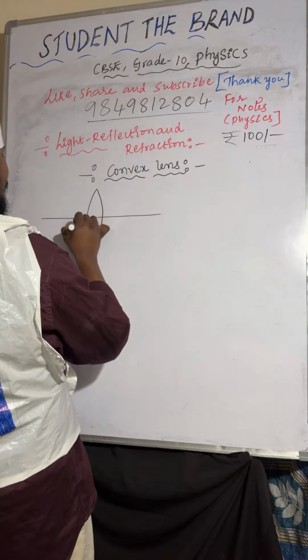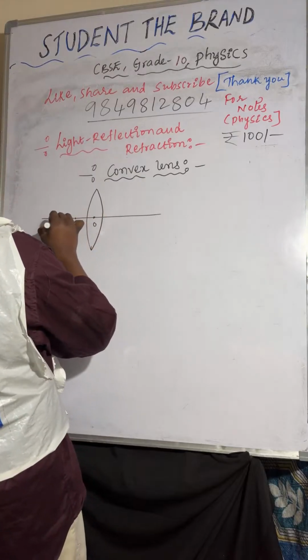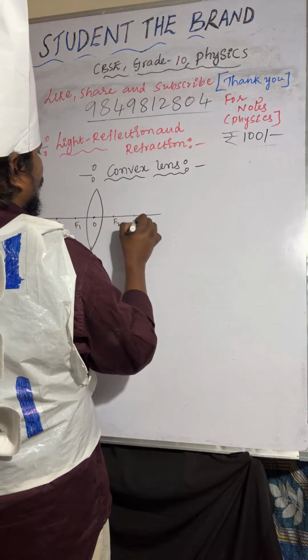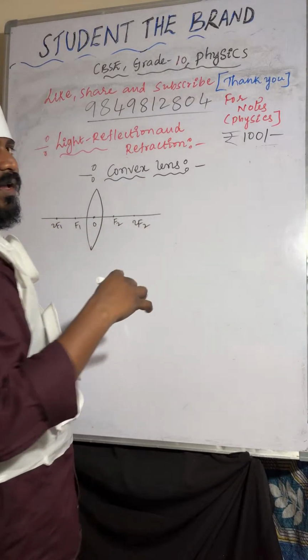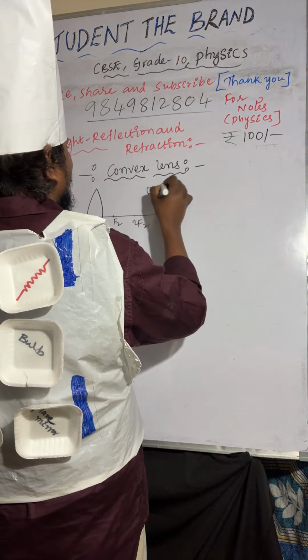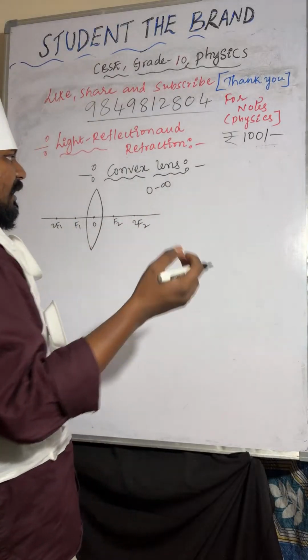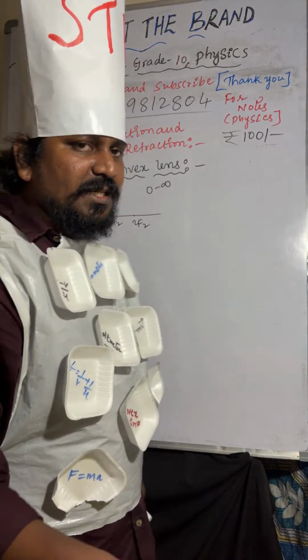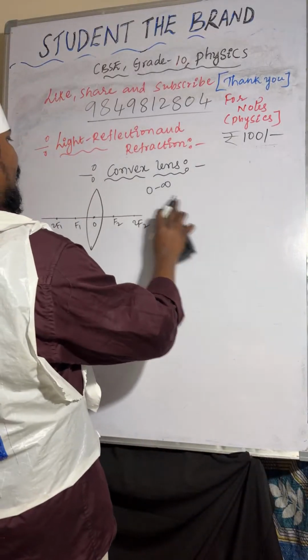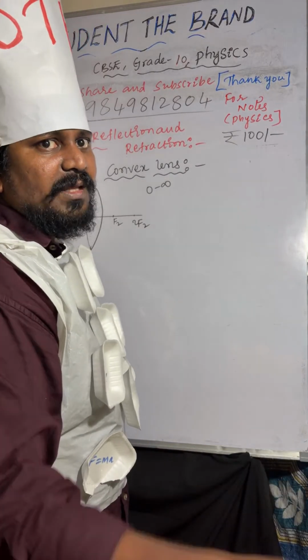Optic center, F1, 2F1, F2, 2F2. Object is at infinity. How many light rays are required to form the image of the object? Minimum 2 light rays are required to form the image of the object.